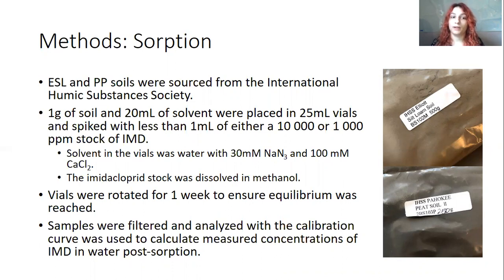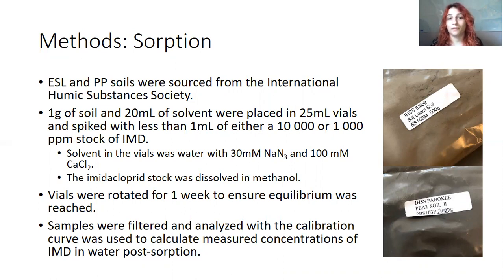And so our solvent was water that was 30 micromolar of sodium azide and 100 micromolar of calcium chloride. That was basically just to eliminate the growth of any living things in it. And then the imidacloprid stock was dissolved in methanol, and that was to ensure that it could fully dissolve, because the polar qualities of imidacloprid and the polarness of methanol would make it really, really soluble. With something as concentrated as 10,000 ppm, we wanted to make sure that it could dissolve.